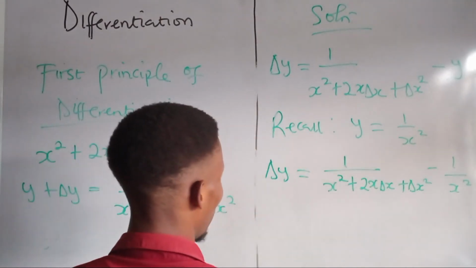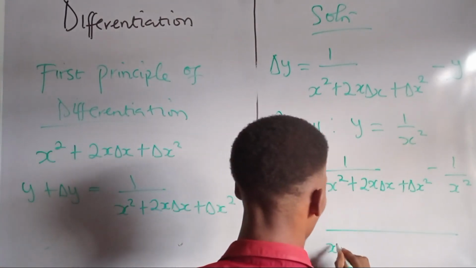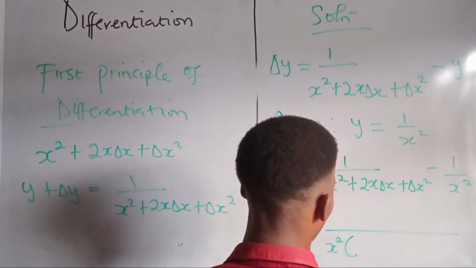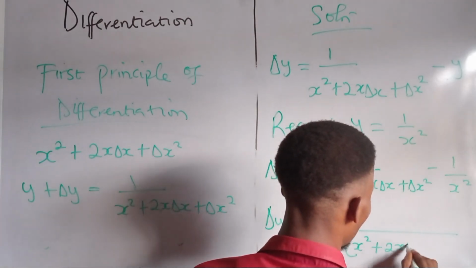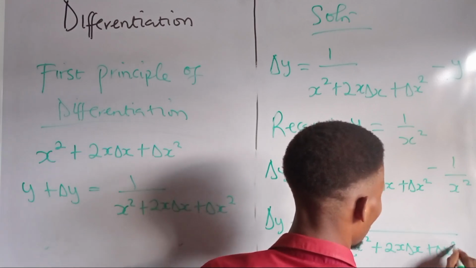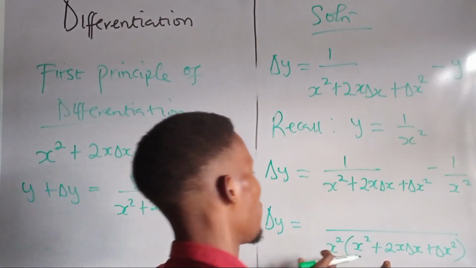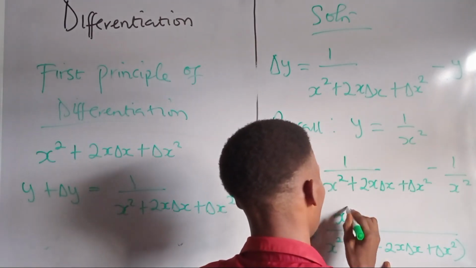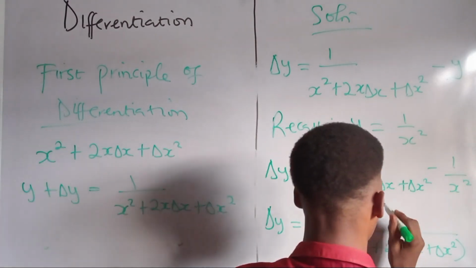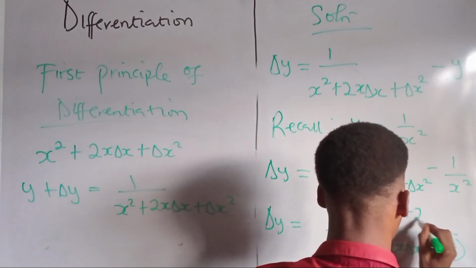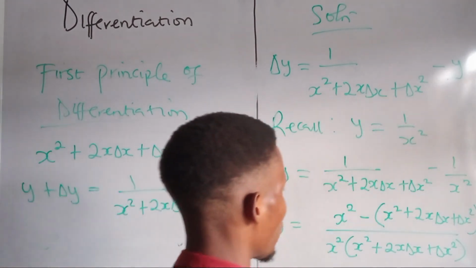So the LCM of this and that, we're going to have change in y is equal to, what is the LCM? LCM is going to be s squared, bracket s squared plus 2s change in x plus change in s squared. This is going to be the LCM. So this going against this, you're going to have s squared, which you multiply here, you're going to get s squared. Then minus this going against this, you're going to have this. So it will be bracket s squared plus 2s change in x plus change in s squared. Okay, that's what you're going to have.